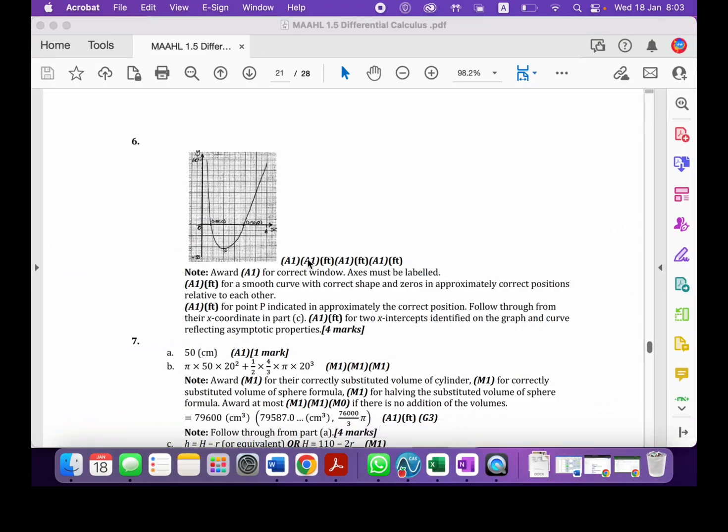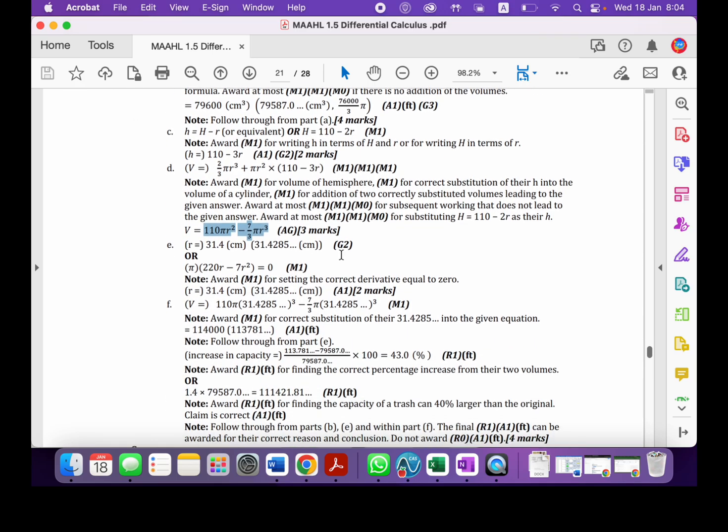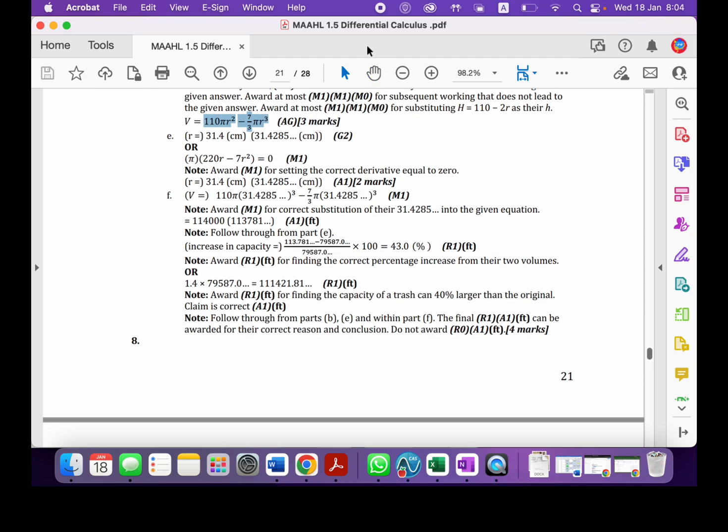Let's look at the mark scheme. There that is. Yeah, look. See, in the mark scheme, they have what I had. So it's just an issue with the prompt. I apologize for that. Anyway, I hope that's somewhat helpful. And good luck.